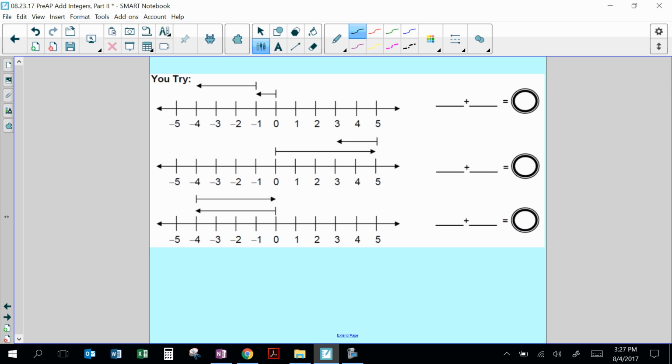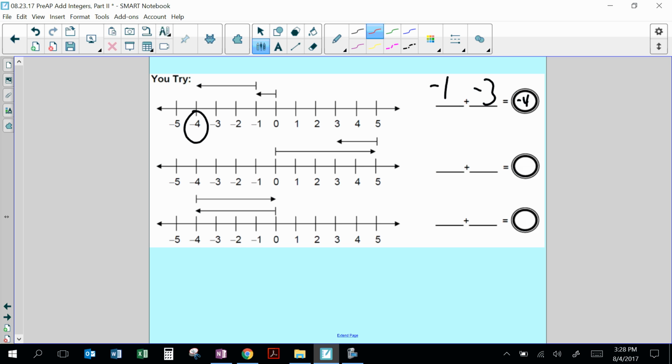So in this one, you will try this. Looking at this number line, can you turn this number line into integers? If I start at 0, it goes left 1 unit. That's -1. It goes left 1, 2, 3 units. So that's -3. And it stops at -4.